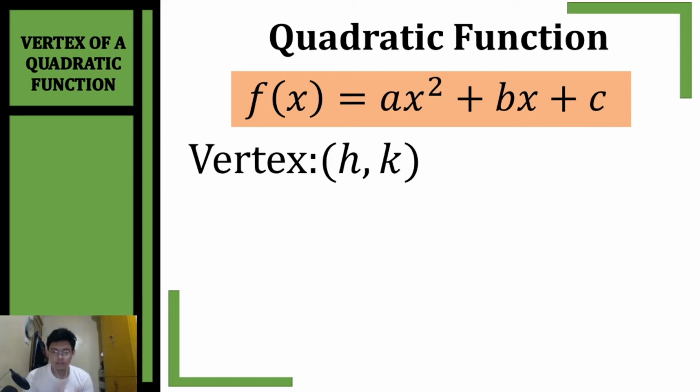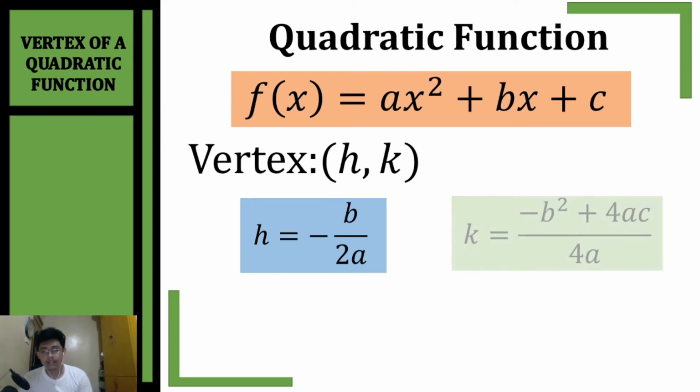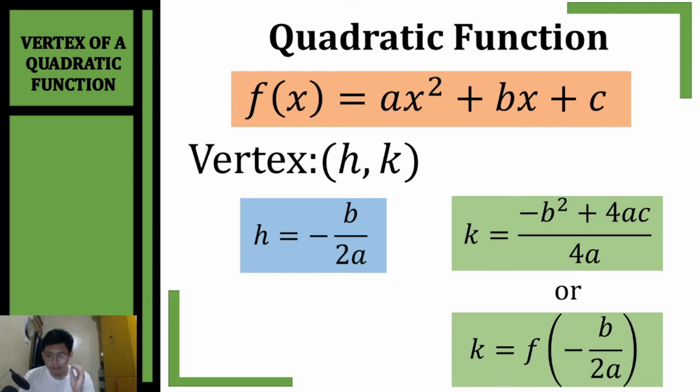So for us not to get confused of x and y, to get the x coordinate of our vertex, we have a formula: h = -b/2a. For k, we have two ways to get the value of our y coordinate. It is k = -(b² - 4ac)/4a, or we can just substitute the value of h into our original equation.